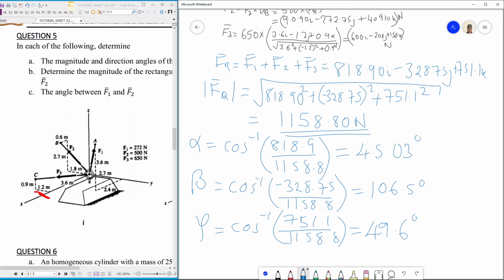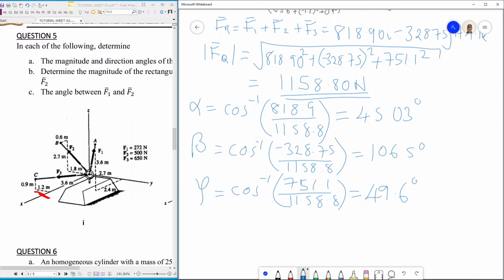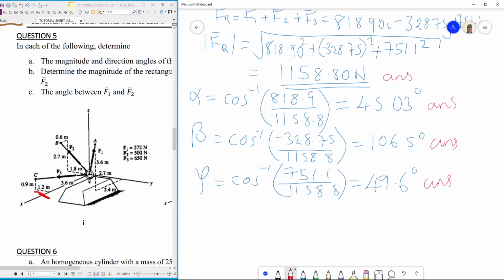Okay, so we have found the direction angles. I want to say for part A, these are the answers. So this is for part A.